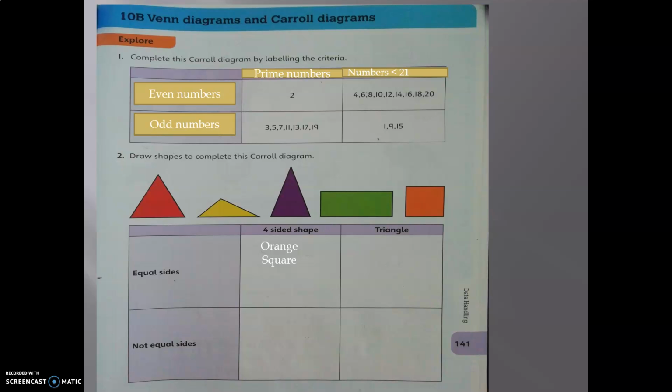Okay, you can stop the video and solve it by yourself. As you can see, we have 5 shapes. Here in the first column we need only the 4-sided shape, and in the second column we need the triangle. But in the first row you should have equal-sided shapes, and in the second row not equal sides. You can stop the video and solve it by yourself, then check your answers.